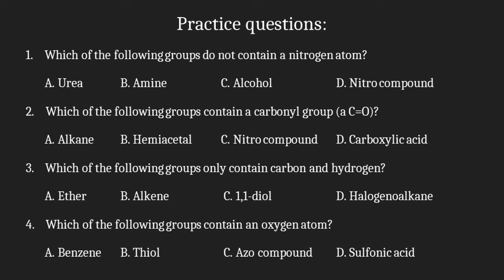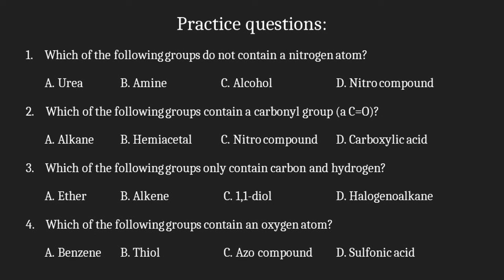The first question is, which of the following groups do not contain a nitrogen atom? A urea, an amine, an alcohol, or a nitro compound? Question 2, which of the following groups contain a carbonyl or a C double bonded to an oxygen? And your choices are alkane, hemiacetal, nitro compound, and carboxylic acid.